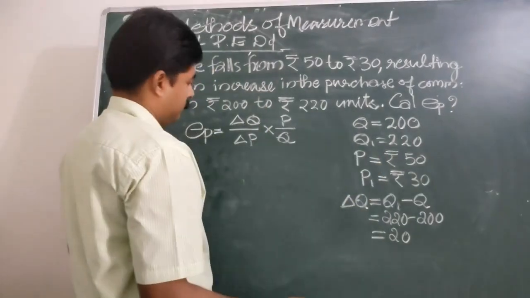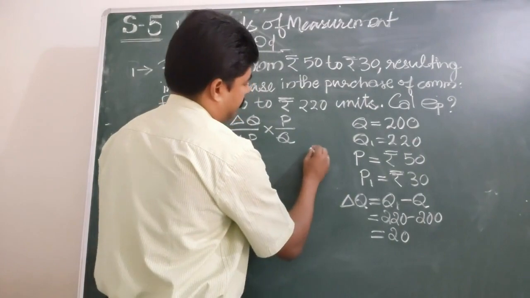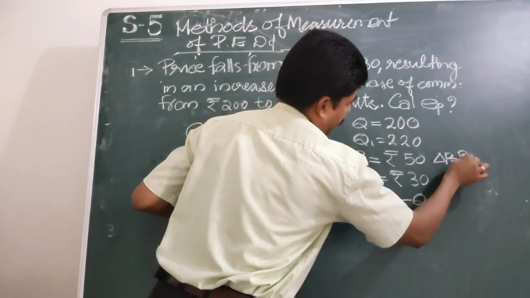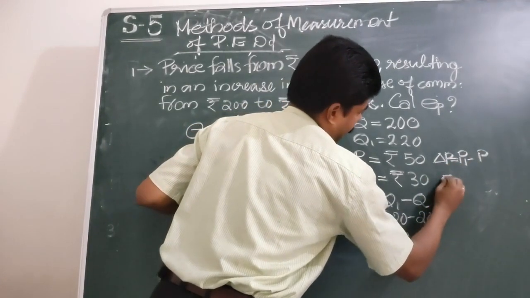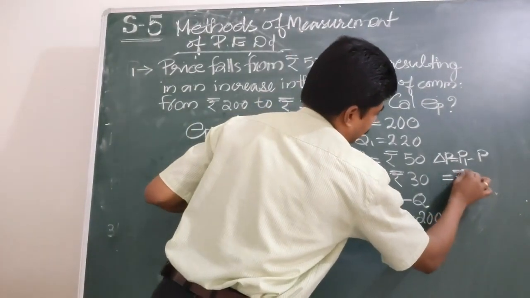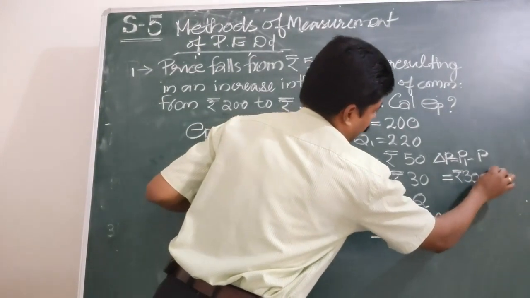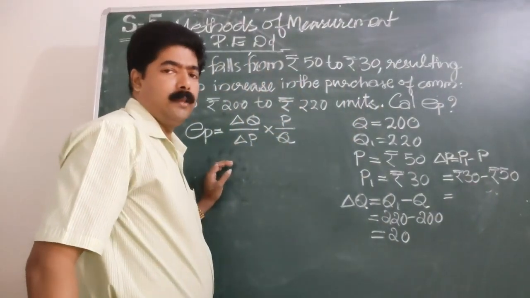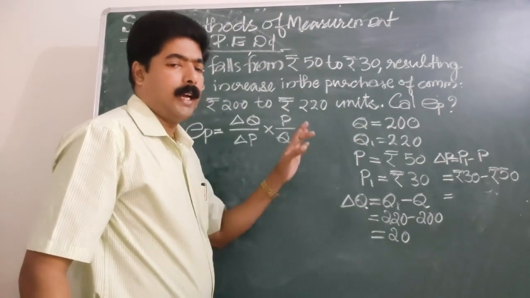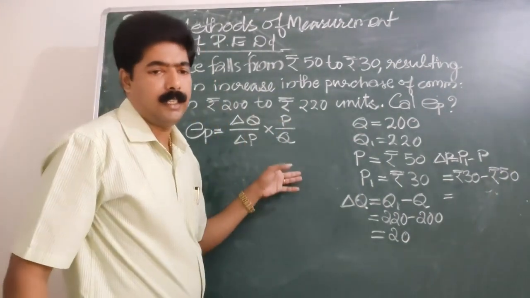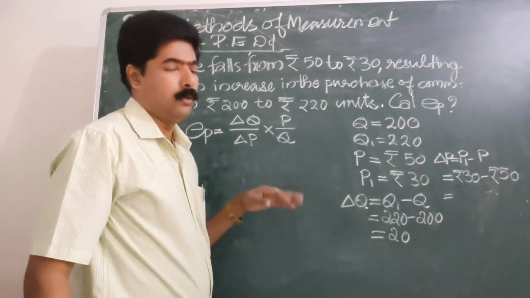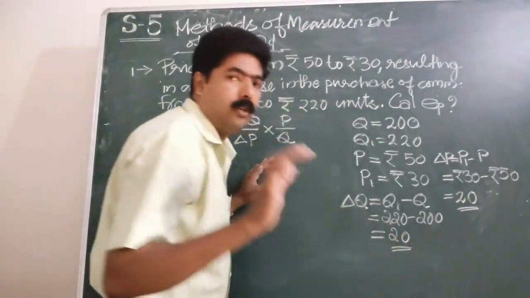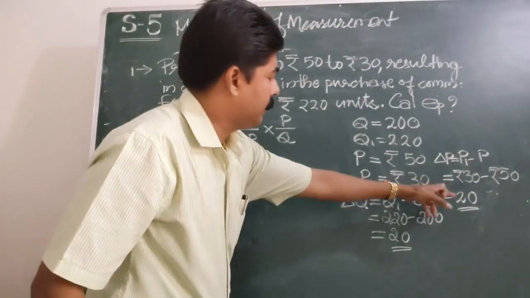Again we can find out what? Delta P. Delta P is equal to P1 minus P, which means rupees 30 minus rupees 50, we are getting minus 20. So as I told you, while calculating price elasticity of demand in percentage method, we take only the absolute value. So we can write there 20. We do not take the symbol there. Absolute value only. Okay.